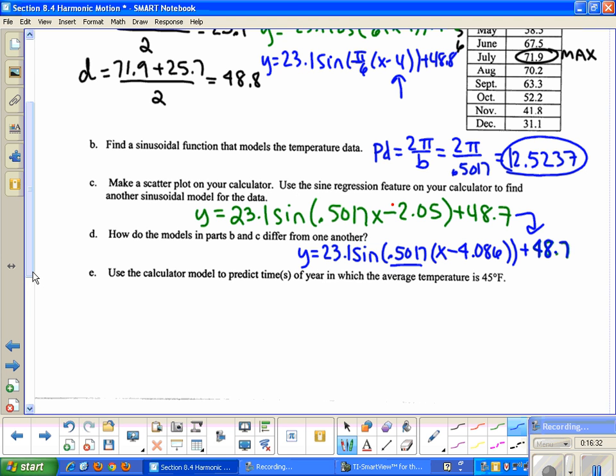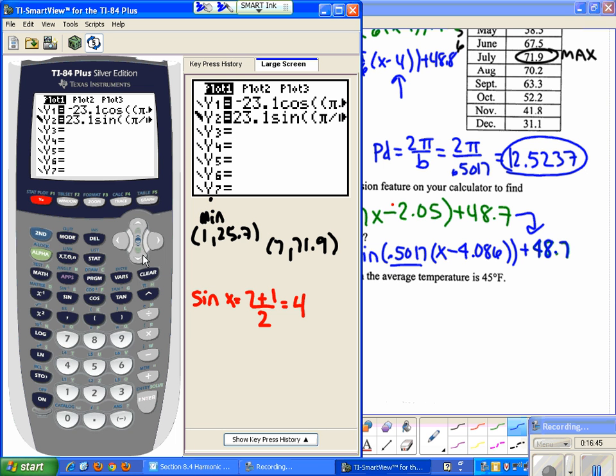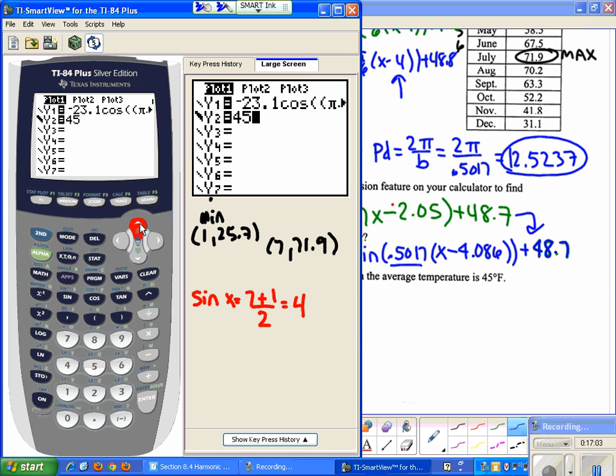So then part E says use the calculator model to predict the times of year at which the average temperature is 45 degrees. So if I want to predict the time of year when it's 45 degrees, I'm plugging that into my y equals. And I'm going to look at the intersection for the two. So in my y equals, I'm going to leave my cosine graph and just clear this one out. So I'm going to do 45. It actually says use the calculator model, so I should plug that one in.